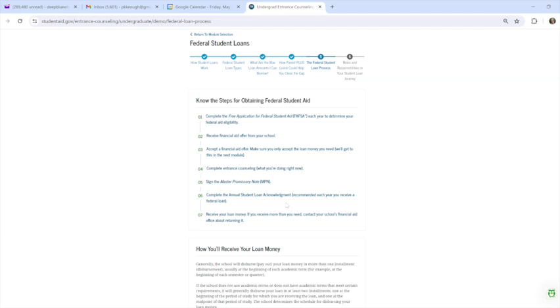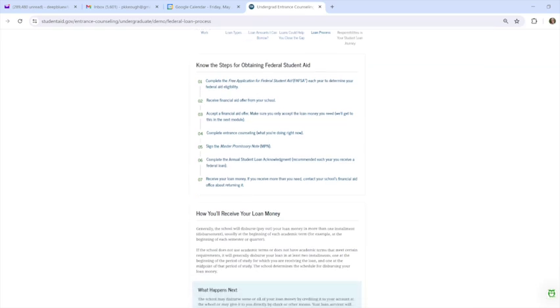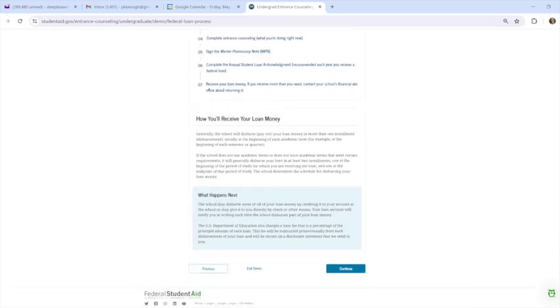It might show up as a credit on your bill from the college, a bursar bill, or in some cases, students actually will get some of those funds sent to them. It just depends on the situation. And then they go through that as well. So we'll hit continue.